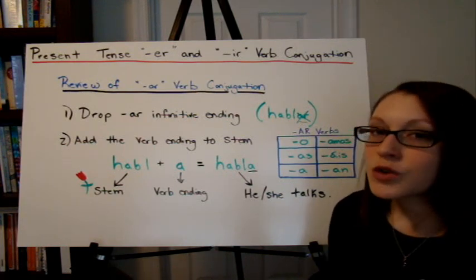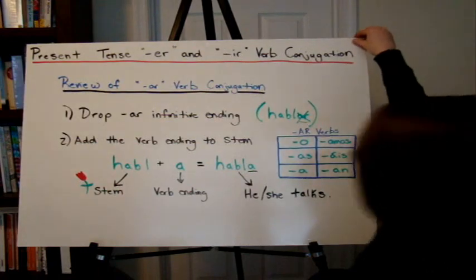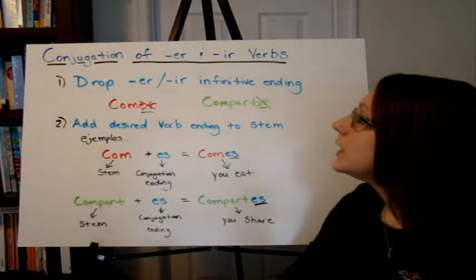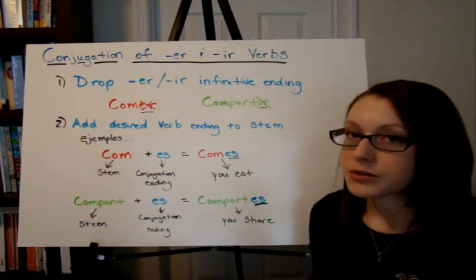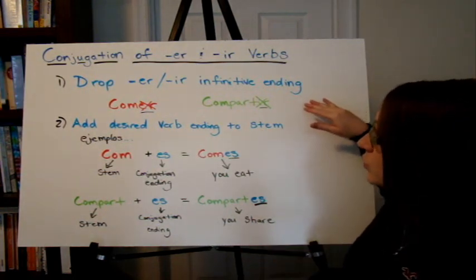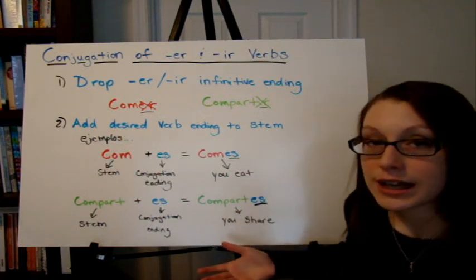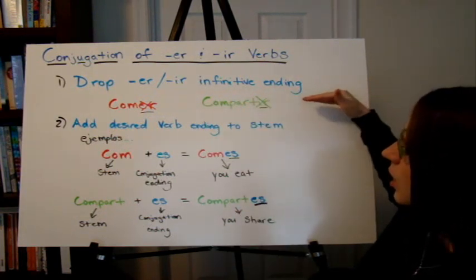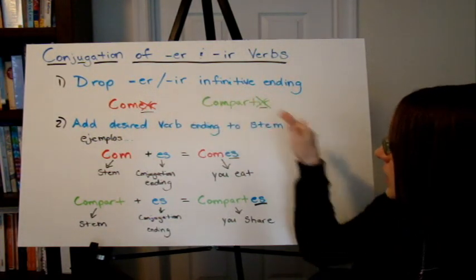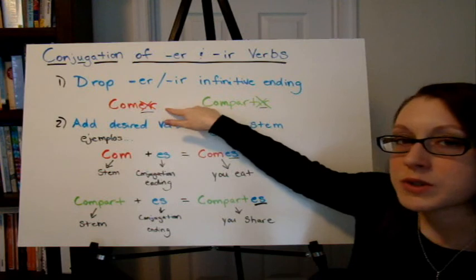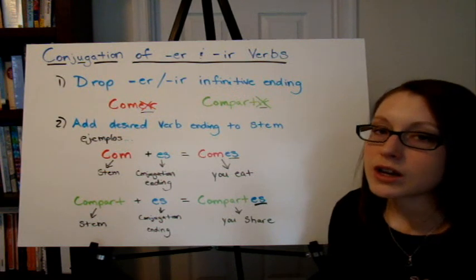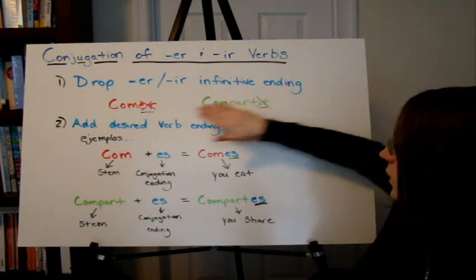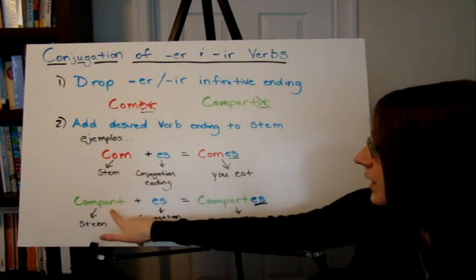Now let's look at the process for ER and IR verb conjugation. Like I said, the good thing is that the process is really the same. We're dealing with different types of verb endings. The first thing we're going to do when conjugating ER and IR verbs, much like AR verb endings, is take them off. So we're going to take off the ER or IR verb infinitive ending. For comer, which means to eat, we're going to take off the ER. And then for compartir, which means to share, we're going to take off the IR ending. And we have what is called the stem left.